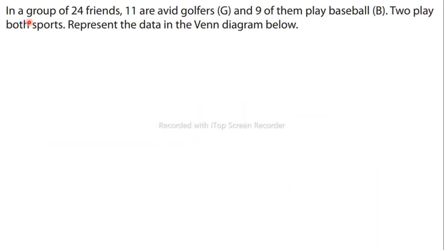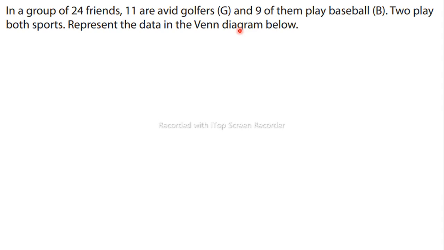Okay, so in a group of 24 students, 11 are avid golfers. So you're going to use G for that. 9 of them play baseball, that's B. 2 play both sports. Represent the data in the Venn diagram below. So again, we have to construct a Venn diagram for ourselves. They gave us information, and then we have to construct a Venn diagram based on the information that is given.